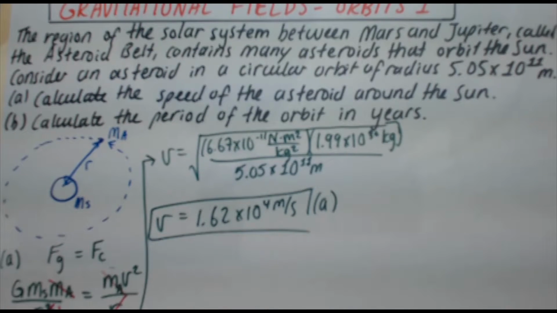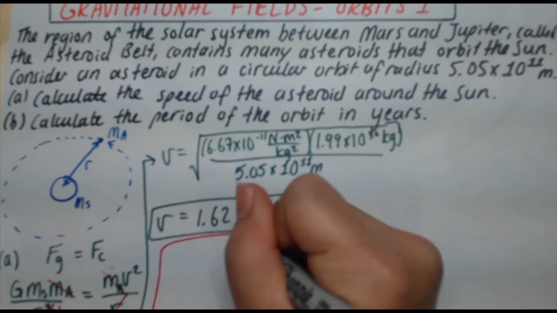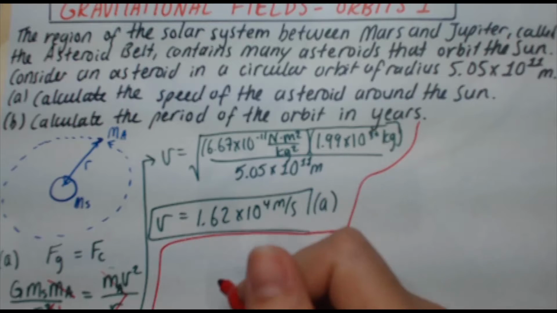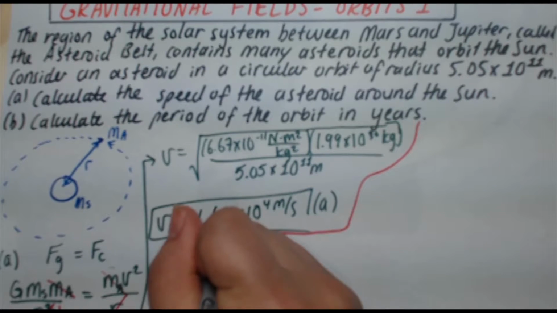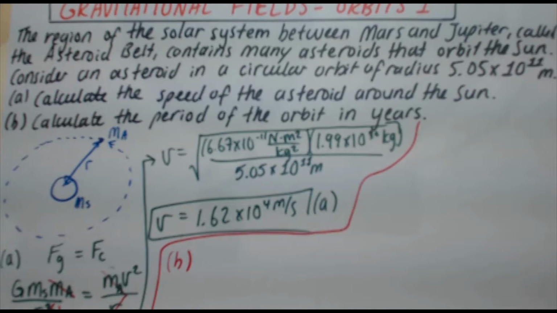Now for part B, calculate the period of the orbit in years. The beautiful thing is we actually already found the speed, so finding the period is not so bad. Again, I'm going to say the same thing for finding the period. Period means the amount of time it takes for an object to complete one cycle.